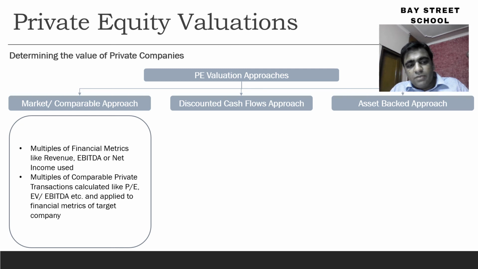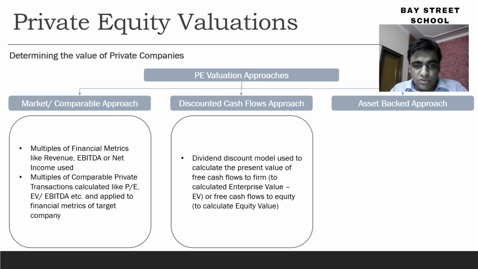So as we discussed, multiples of financial metrics like EBITDA and revenue are calculated for comparable companies and transactions, and then you apply your financial metrics to that average. We'll see this in the next few slides, where I will tell you how to go about using the market comparable approach, but this is one of the most widely used approaches.